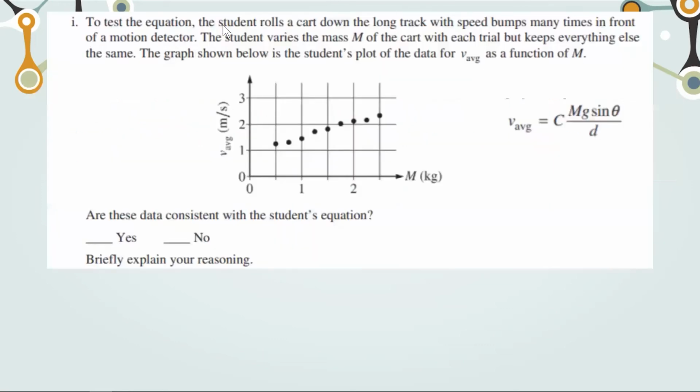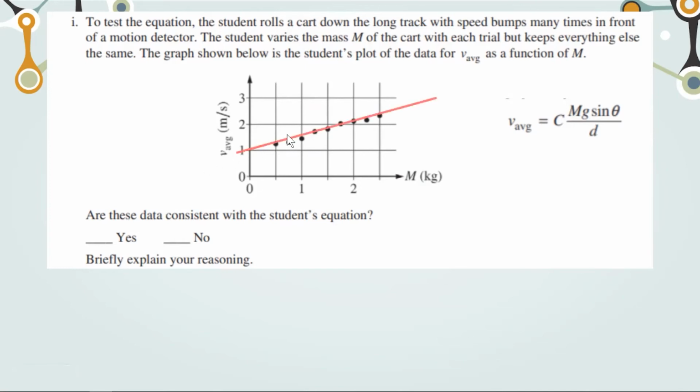To test the equation, the student rolls the cart down the long track with speed bumps, many times in front of a motion detector. The student varies the mass m of the cart with each trial, but keeps everything else the same. The graph shown below is the student's plot of the data for V average as a function of m. So here's our equation again, and this is the graph. Are these data consistent with the student's equation? Briefly explain your reasoning. Let's look at this data.